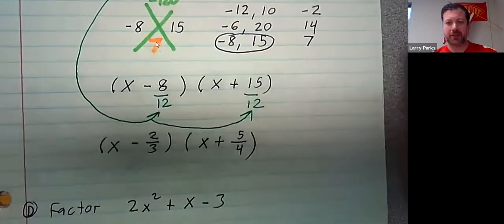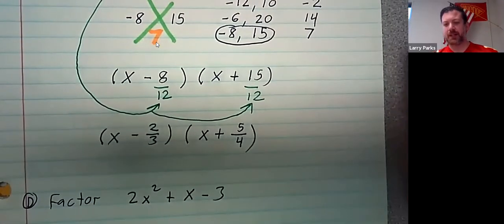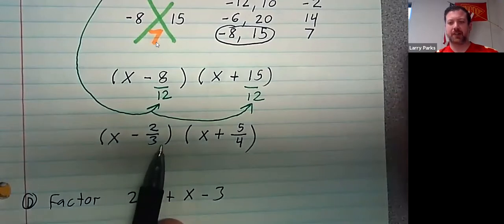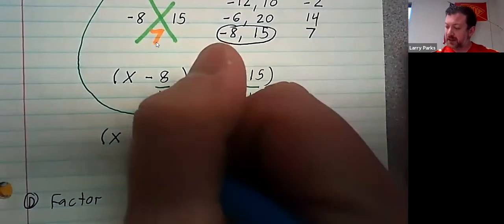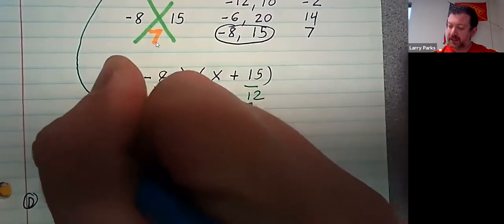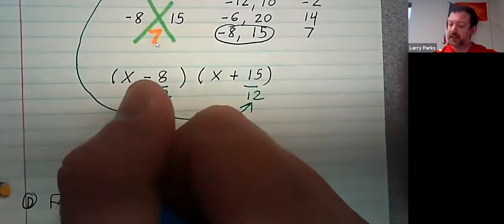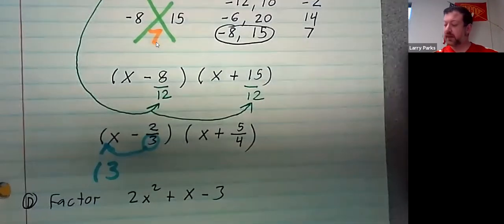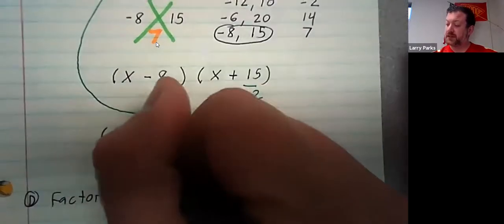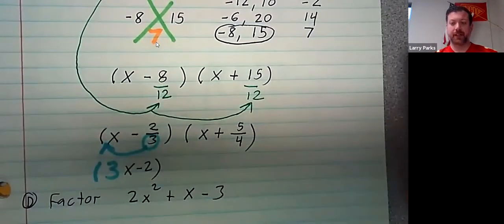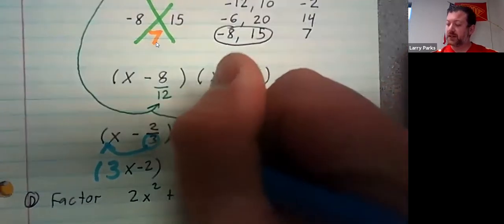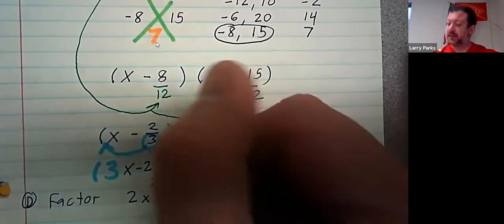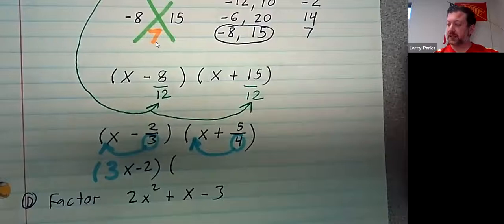Now, when you're doing it this way, which totally is just a trick method, but it gets the same result, you cannot leave it as a fraction. So if it's a fraction, you take the denominator and you slide it to the front. So you'd get 3x minus 2. And then same thing with that 5/4. You're going to slide the 4 to the front. And you're going to get 4x plus 5.